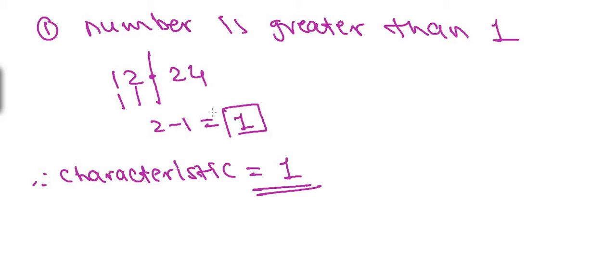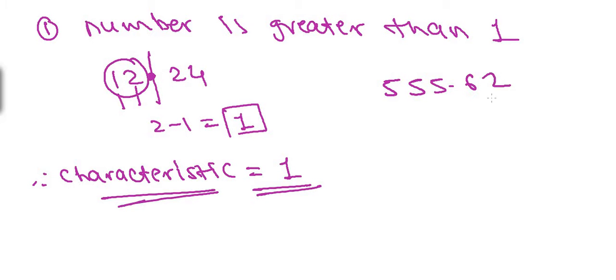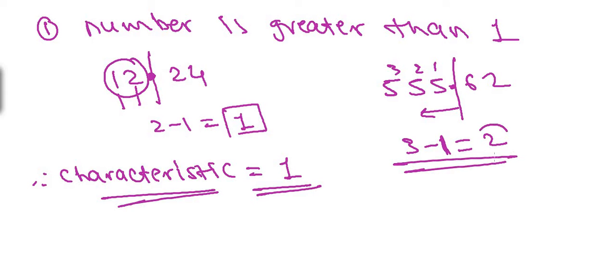Now I'll repeat again. When the number is greater than 1, count the number of digits to the left of the decimal and subtract 1 from it. That gives us the characteristic. Let us take one more example. 555.62. Now this is the position of the decimal. Count the number of digits to the left of it. 1, 2, 3. Subtract 1 from it. So 2 is the characteristic over here. So 2 is the characteristic for 555.62.